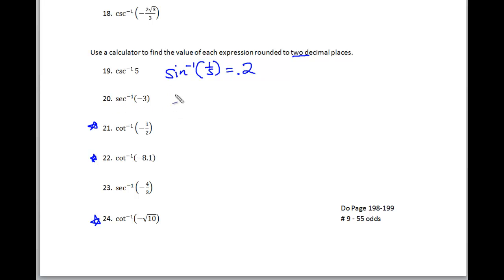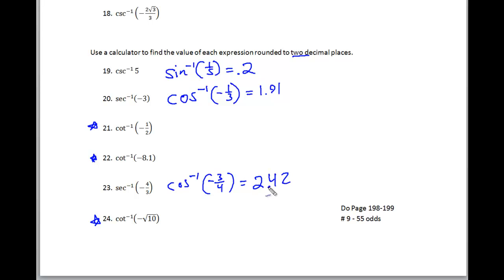For secant, the reciprocal function of secant is cosine, and we can take the reciprocal of this to type this into our calculator. Here's negative 1/3, and this gives you 1 and 91 hundredths. And down here, just like in problem 20, we're going to take our inverse cosine, and we're going to take the reciprocal here. Here's negative 3/4. So that gives us an answer, and so we type that into our calculator, of 2.42, or 2 and 42 hundredths.